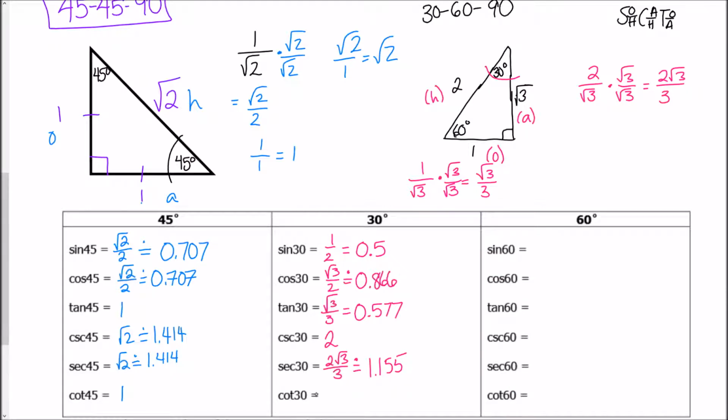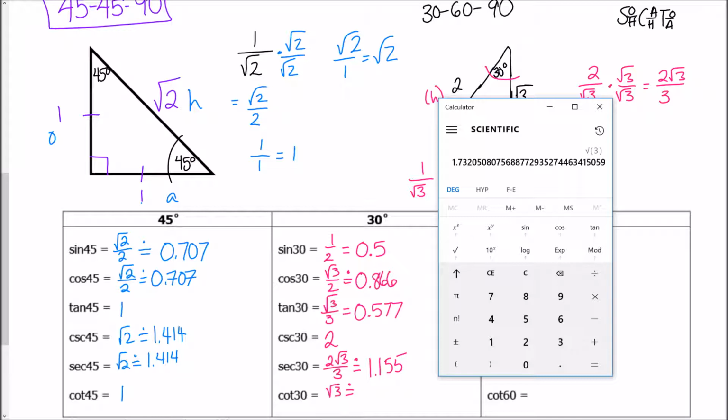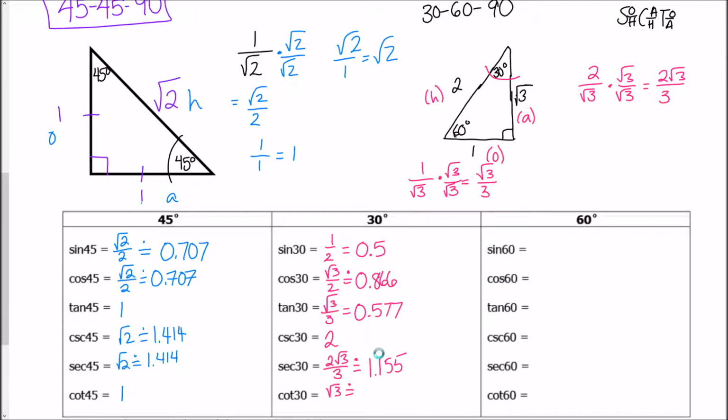Now to do cotangent of 30, instead of opposite over adjacent, I'm going to do adjacent over opposite. So the adjacent is root 3, the opposite is 1. So I'm going to have root 3 over 1, which is just root 3, which is approximately equal to, so we'll just take 3, square root it, we get 1.732. Okay, so that's for 30 degrees. Now let's do the same thing for 60 degrees.